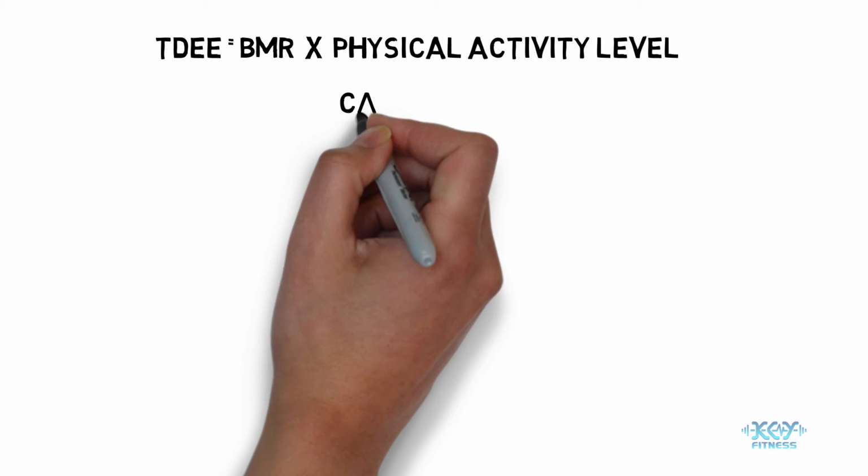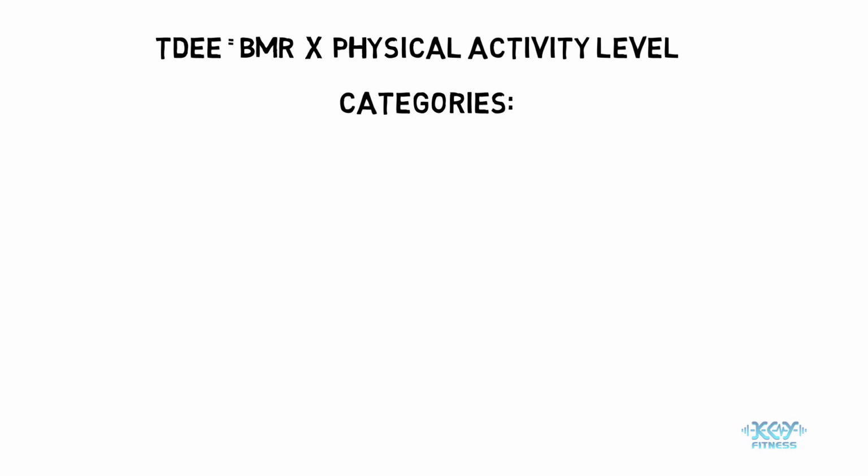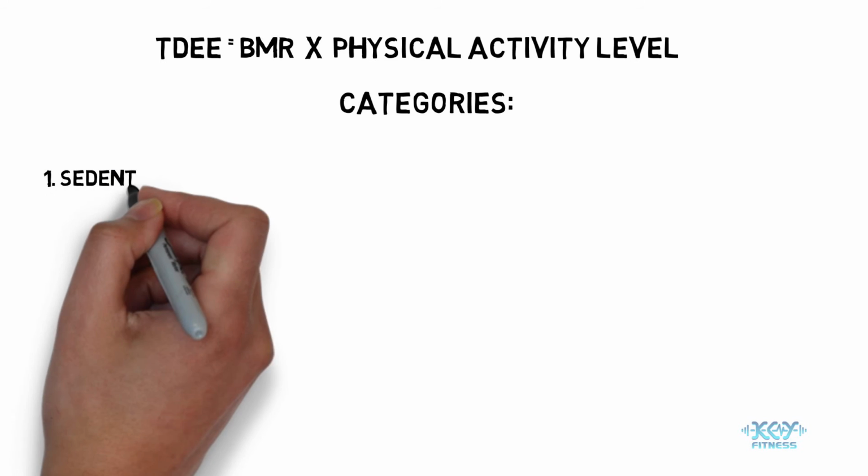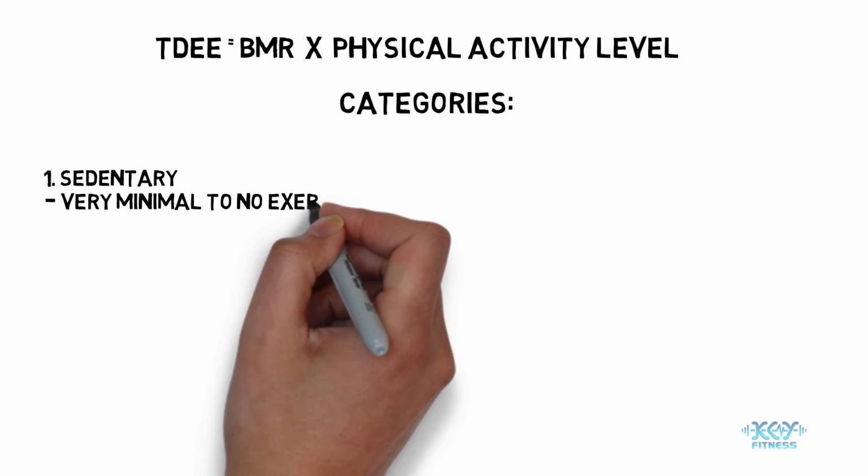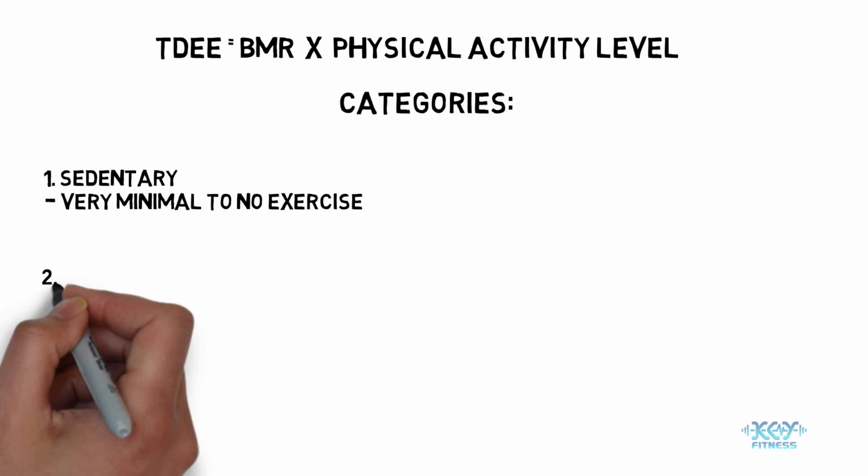Multiply your BMR with your physical activity level and you will get the answer. But before that, let's get to know the 5 categories in physical activity. Number 1. Sedentary. This means you normally do very minimal to no exercise.